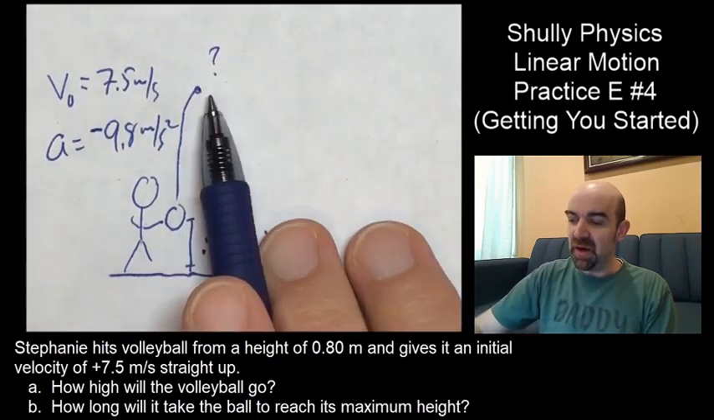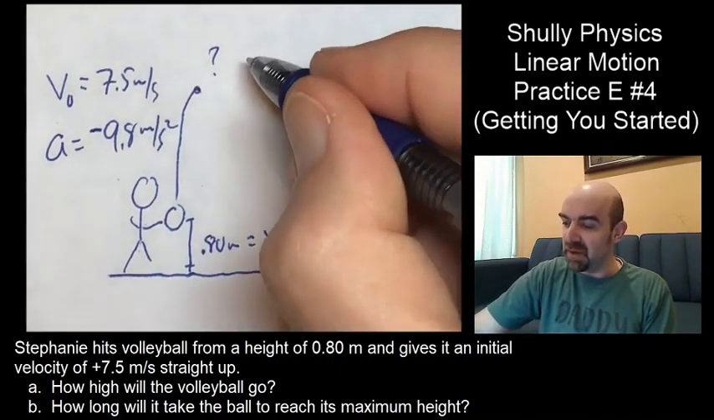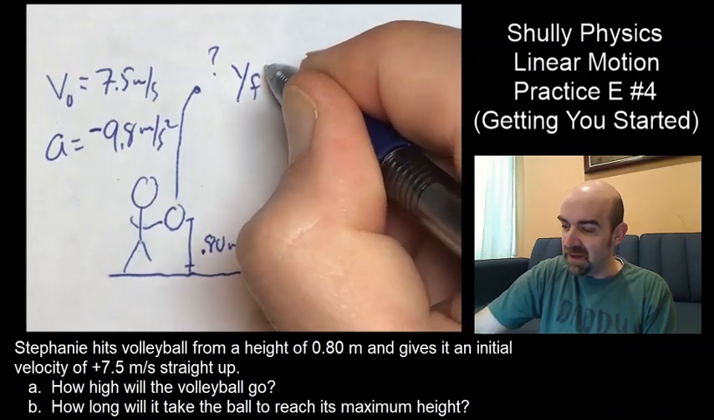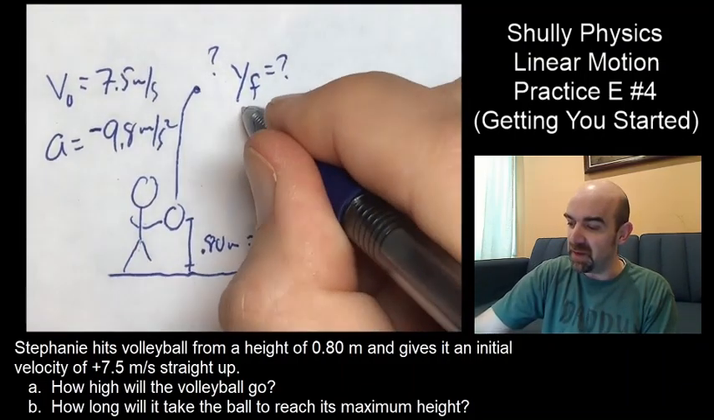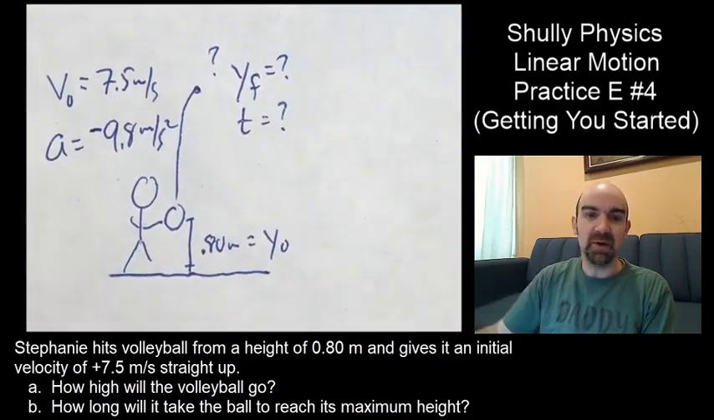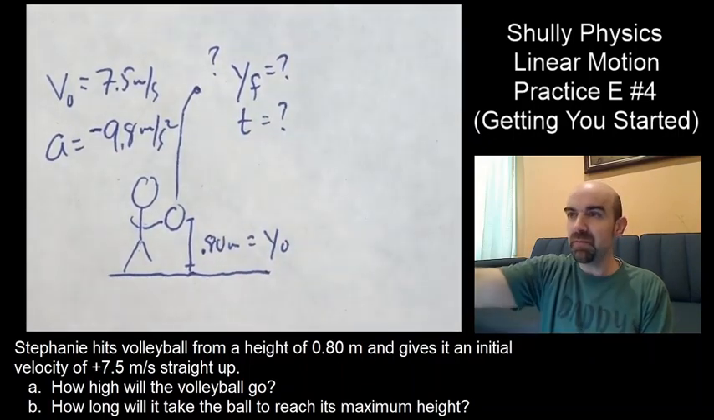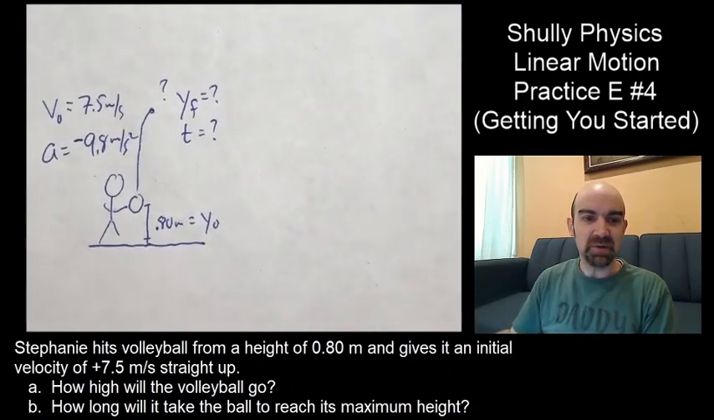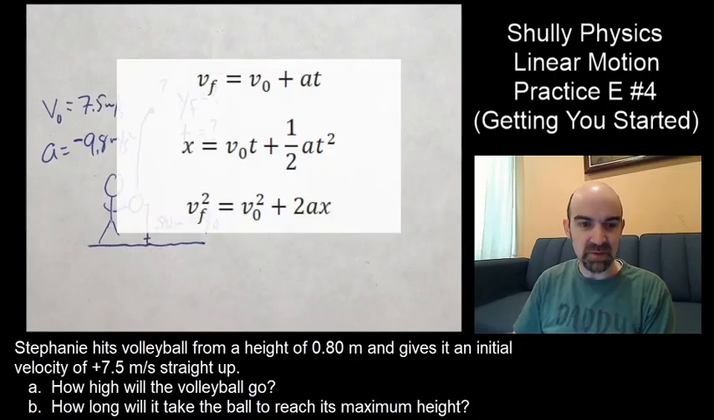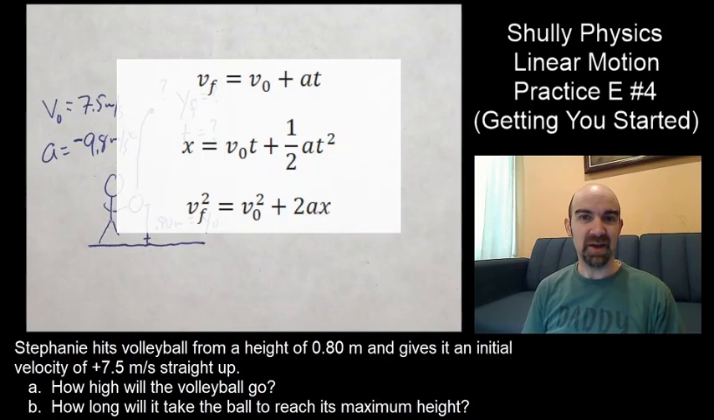But we need to know how high it goes. We need to know the final y, how high it goes, and also how long it will take to get up there. Those are our unknowns. All right, so if we start thinking about how to approach this, what do we need now? Let's look at the equations available to us. We need to know how high it goes. So that's an x or y value.